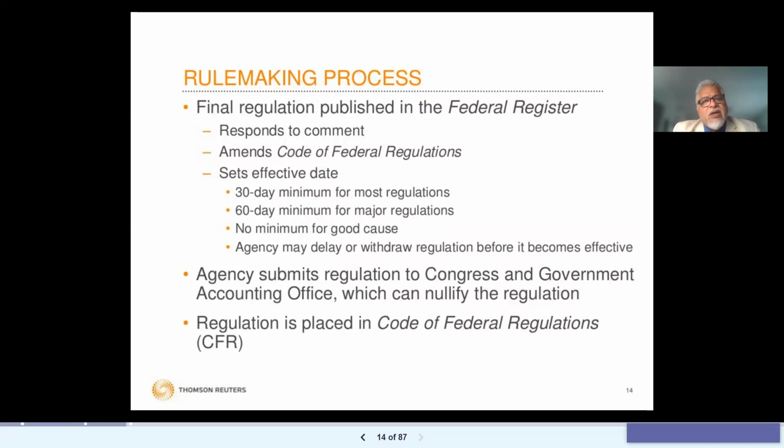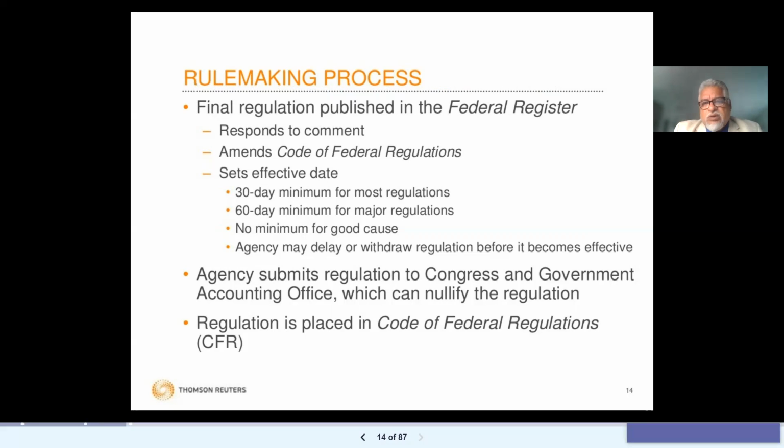The Federal Register starts as a single sheet, and then they get compiled and become the Code of Federal Regulations, also commonly known as the CFR. The effective date is usually 90 days or so, but 30 days minimum for most regulations, 60 days minimum for major regulations, but 90 days or less is usually the time for a regulation to take effect. There's no minimum for good cause.